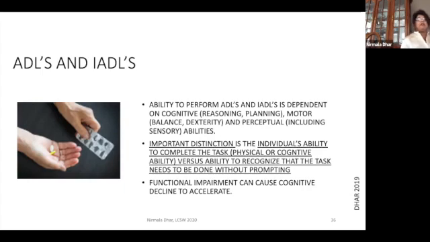And functional impairment can cause cognitive decline to accelerate. Very important. So they are kind of a vicious cycle. As your cognition declines, your functional impairment increases, and as your functional impairment increases, cognitively also you decline, or it gets accelerated. So how important it is to first of all recognize and have a baseline for these activities, and then to preserve those functions in terms of your care plan. Next slide.